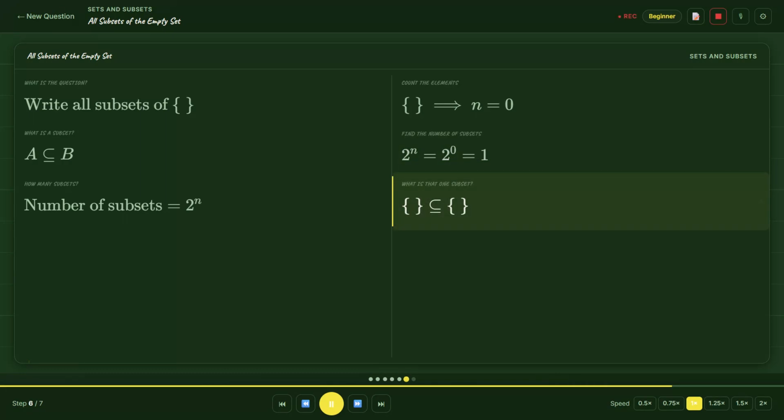So what is that one subset? It is the empty set itself. The empty set is always a subset of every set. Since there is nothing inside it, there is nothing wrong or missing. It fits perfectly.